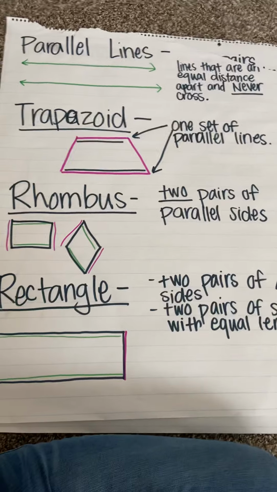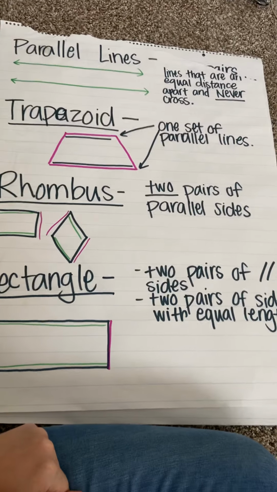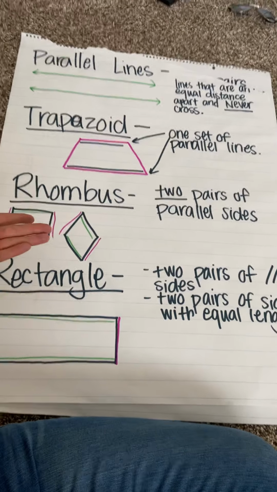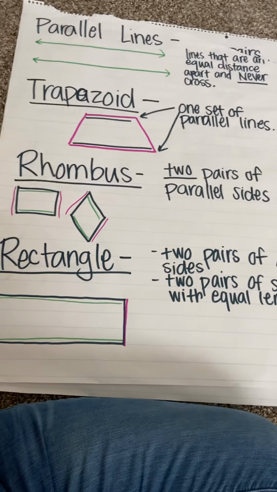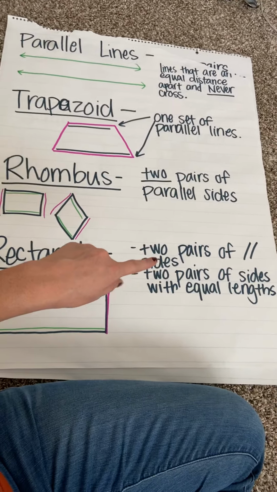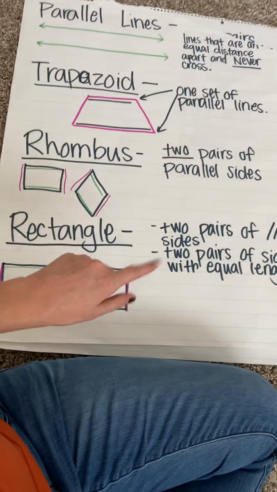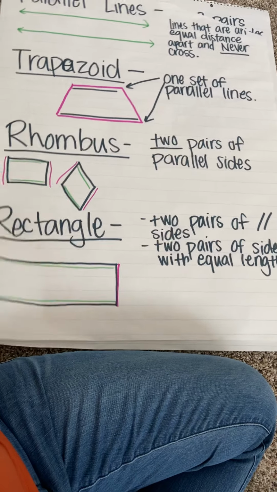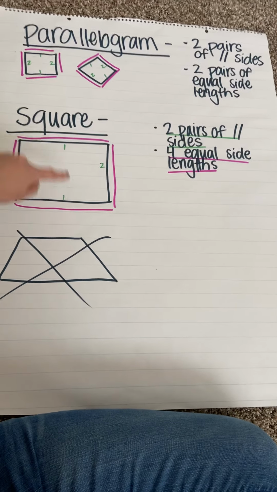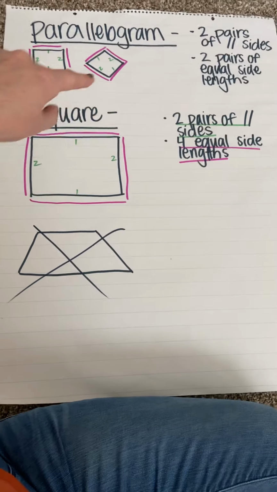A square cannot be a trapezoid. But does a square have two pairs of parallel sides? It does. So technically, it falls under the category of a rhombus. Does a square have two pairs of parallel sides and two pairs of sides with equal lengths? It does. So a square can be a rectangle. A square has two pairs of parallel sides and two sides with equal length, so a square is a parallelogram.